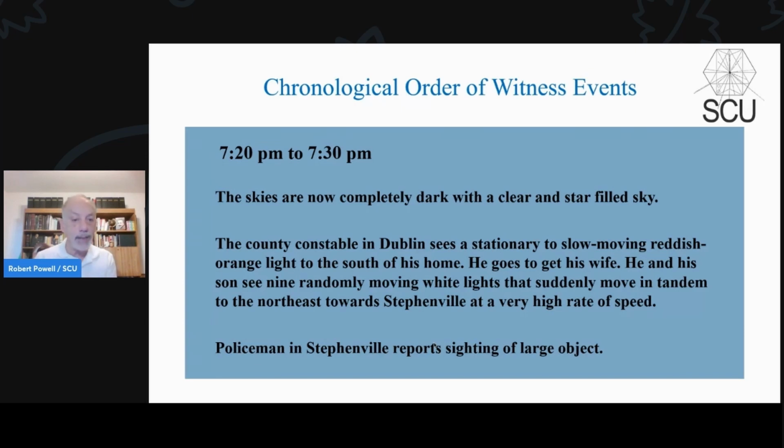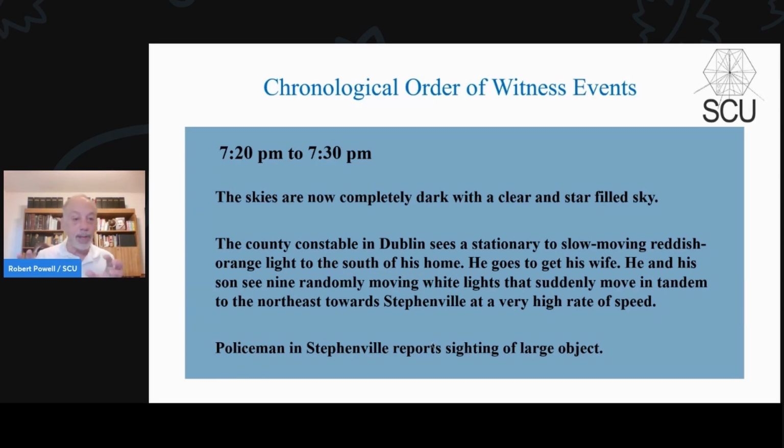The county constable lives in the city of Dublin, which is 10 miles southwest of Stephenville. So this is in the same general geographic area. He's outside and he sees slow-moving reddish-orange lights to the south of his home. He doesn't know what they are, so he goes into his home to get his wife because he wants her to see what he's looking at.